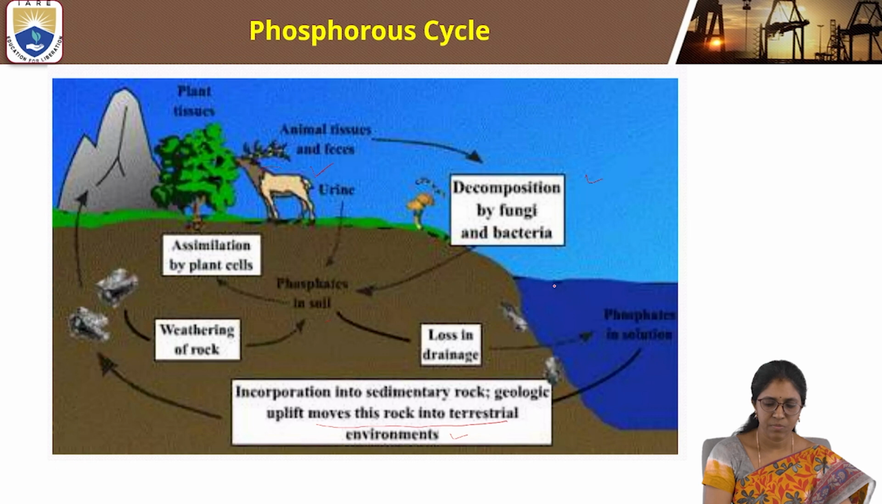Phosphorus in soil can be lost in drainage. It is also found in water, like rain water or any oceans or seas. So this is the phosphorus cycle.